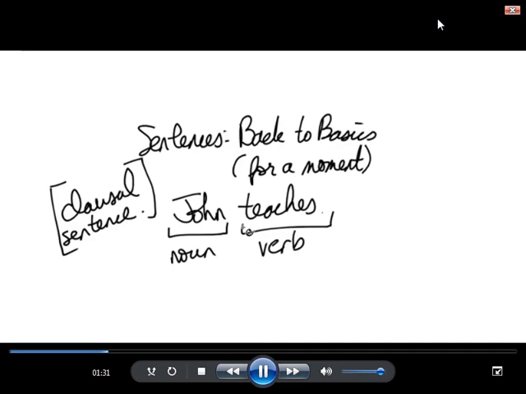Which are not what we're talking about. So, John teaches. What is John? What is this noun have to do? Well, it is a subject, right? Nouns can be a lot of things. They can be the objects, or they can be the subjects. In this case, the noun is the subject. What is this verb doing? Well, this verb is acting as the predicate.